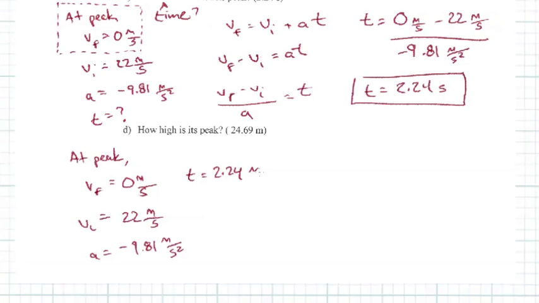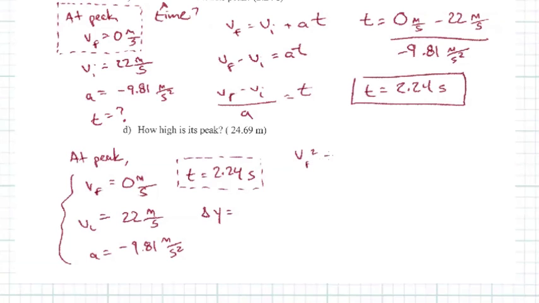2.24 seconds. If at all possible, again, let's try to solve it using just these knowns right here, because this could be wrong. So do we have an equation that solves for our y displacement but only uses final velocity, initial velocity, and acceleration to solve? Yeah, we do. That's our equation number 5.